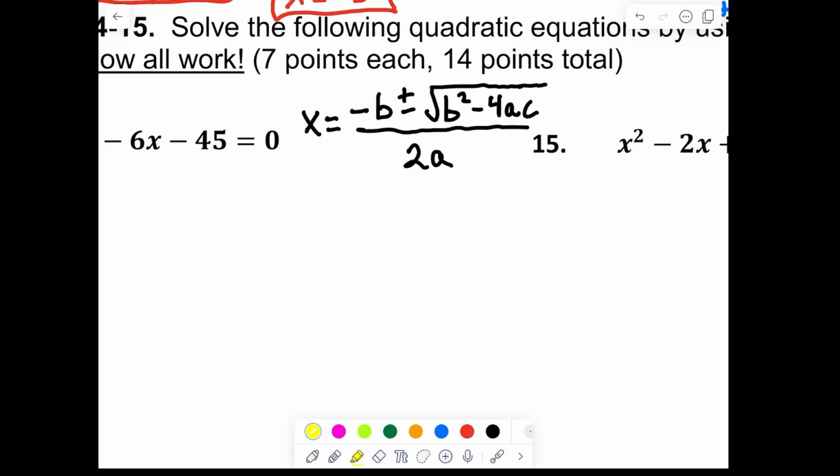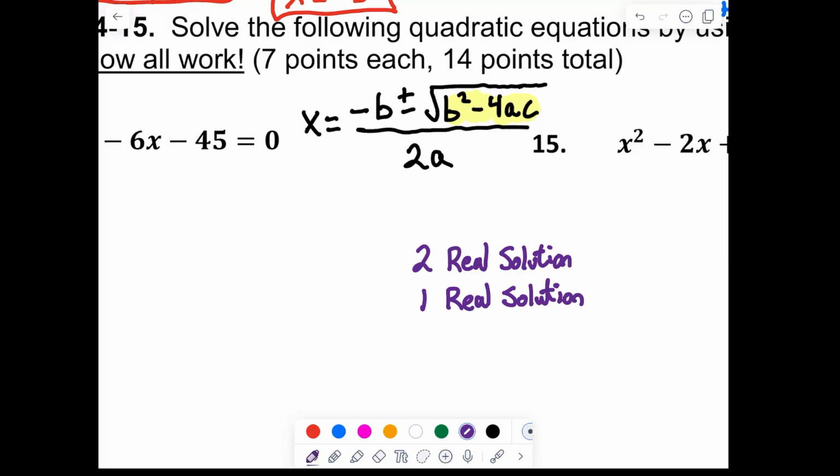Okay, one more method in this video, and that is solving by using the quadratic formula. So the quadratic formula, I guess I'll just write it right here in the middle, is x equals negative b plus or minus the square root of b squared minus 4ac, all over 2a.